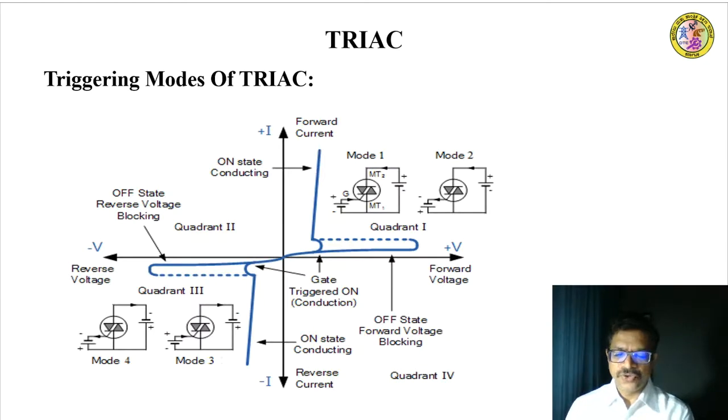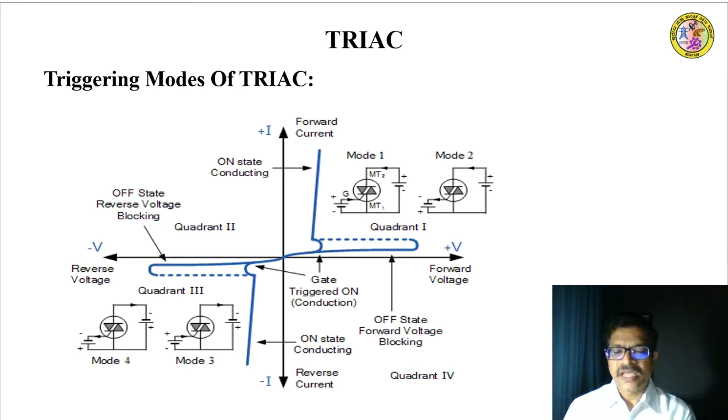The figure shows the VI characteristics of triac. The voltage V is applied across the terminals MT2 and MT1 and is shown along the x-axis. The current flow I through the triac is shown along the y-axis. The figure also shows the operation of triac in various modes in different quadrants.